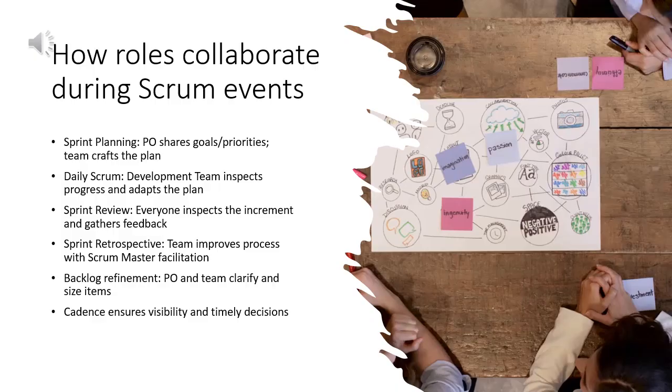Sprint review: Everyone inspects the increment and gathers feedback. Sprint retrospective: The team improves process with Scrum Master facilitation. Backlog refinement: Product owner and team clarify items and size them. These rhythms keep work visible and decisions timely.